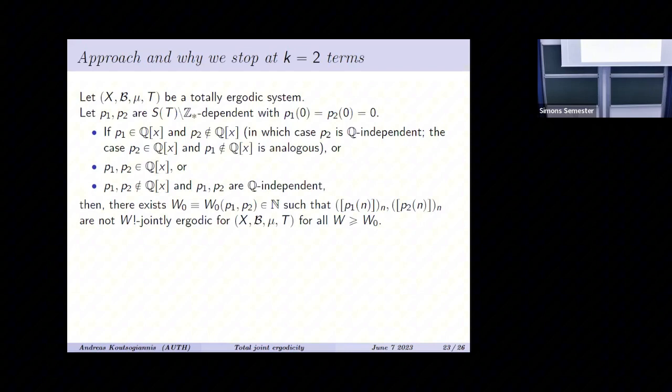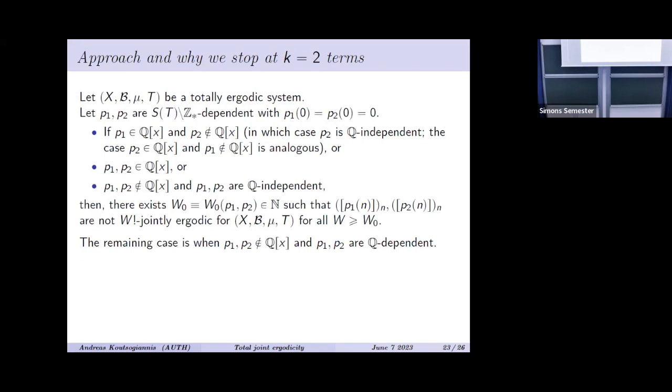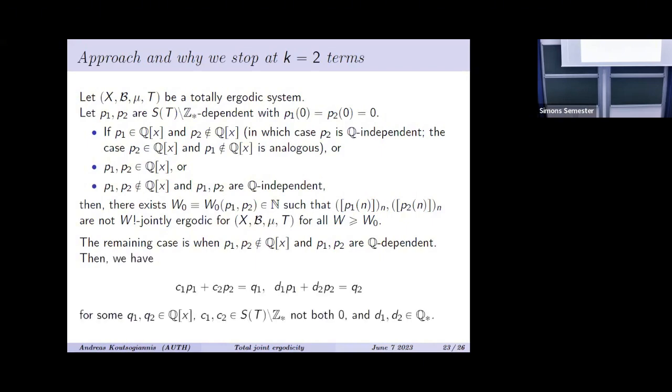So you try to find, where should I look in order to find the good polynomial iterates? And the case that remains is the third bullet, that the polynomials are not rational and they are Q dependent. So pay attention. We have one equation from here, this one. So I can find one c1 and one c2 in R/Z-star that is equal to some rational polynomial Q1.